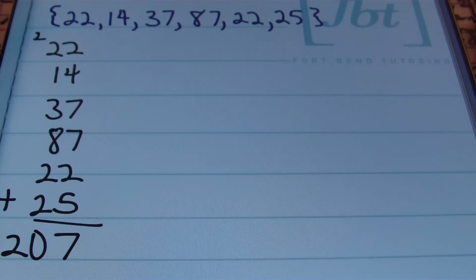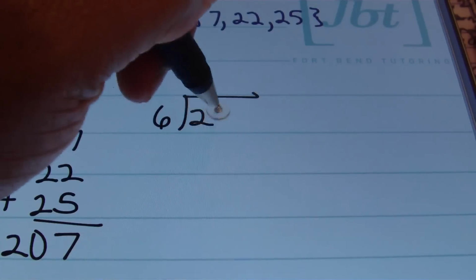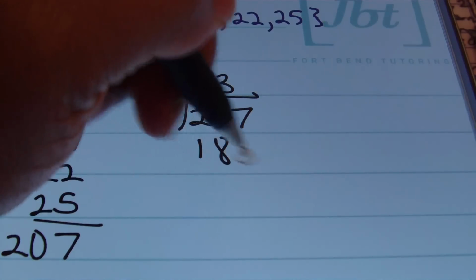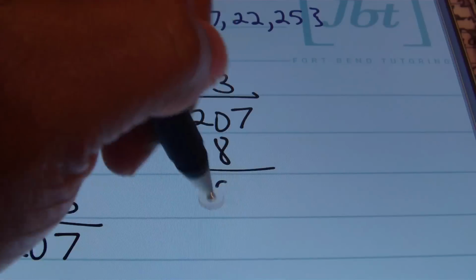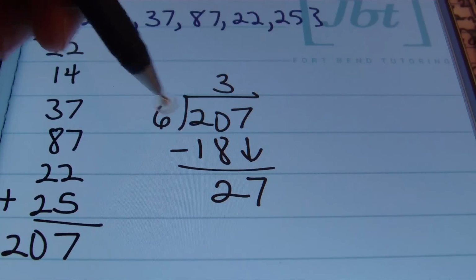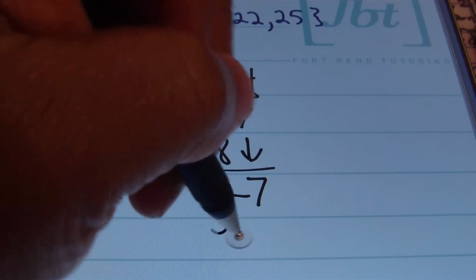We need to divide that sum by 6 because that's the amount of values that we have here in our data set. Remember, it was 1, 2, 3, 4, 5, 6 values in the data set. So you have 6 going into 207, and then 6 goes into 20. What's that? 3 times, because 3 times 6 is 18. We'll then subtract after changing the sign. I bring down that 2, and I bring down the 7, and then 6 goes into 27 4 times. So 4 times 6 is 24.